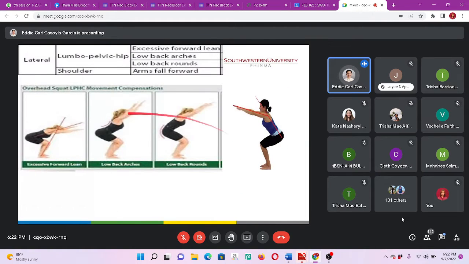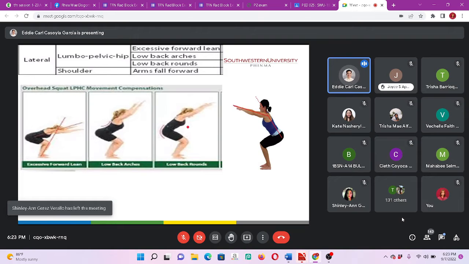And then for lateral, this is about the side view. So the pelvic hip. This is very excessive forward lean. And this one, as you can see, low back arches. While doing the overhead squat, supposedly it should be flat. This one is the proper. And the second picture, low back arches. As you can see, there is an arch formed. And this one is for low back arches.